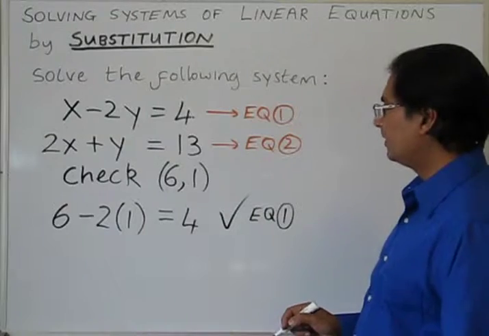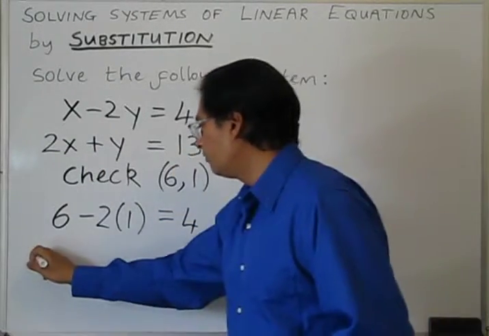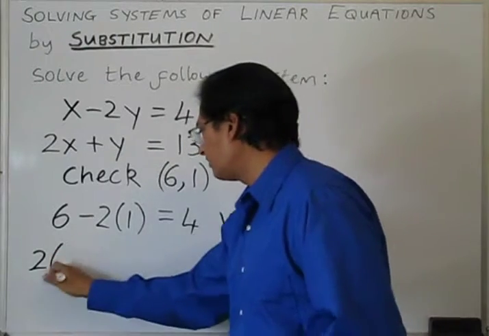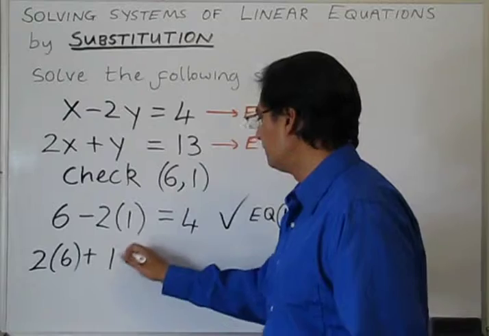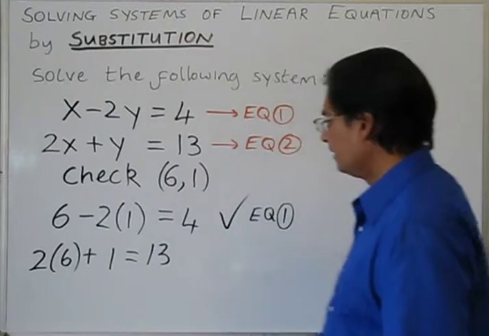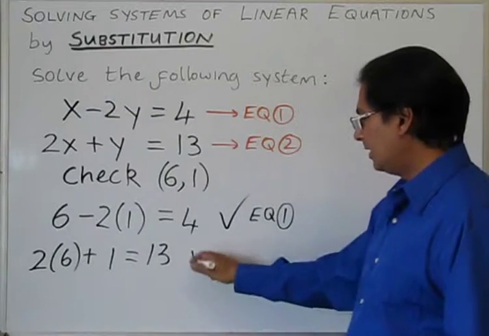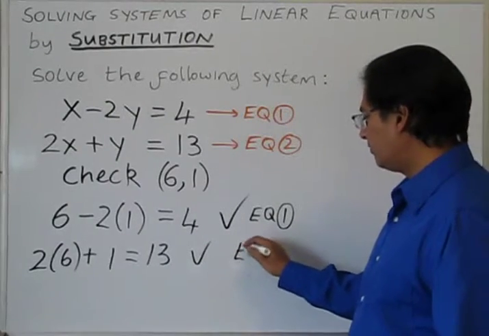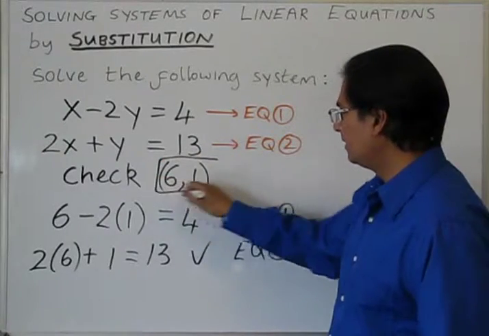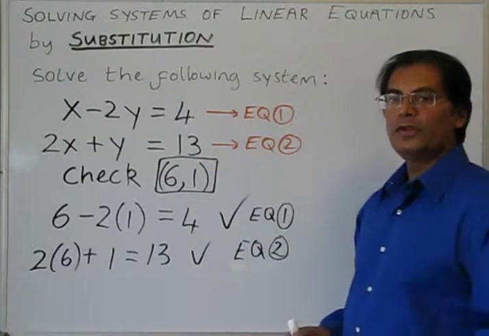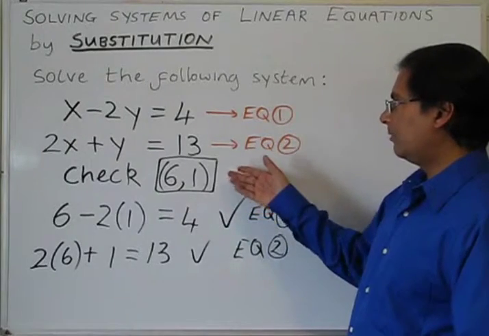And we do the same thing in equation 2. 2 times x plus y equals 13. So 2 times 6 plus 1 equals 13. Is that true? Well, 2 times 6 is 12, plus 1 is 13. Yes, that's true. So equation 2 also checks out. So this indeed is our solution, the point 6, 1. And you can also verify this by graphing these.